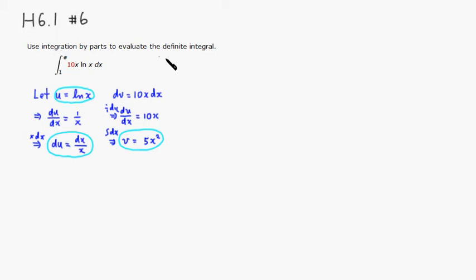So this is going to be equal to uv. So it's going to be 5x squared natural log of x, going from 1 to e, minus the integral from 1 to e of v du. So multiply these together. The x and one of the x cancel out, so it's going to be just 5x dx.